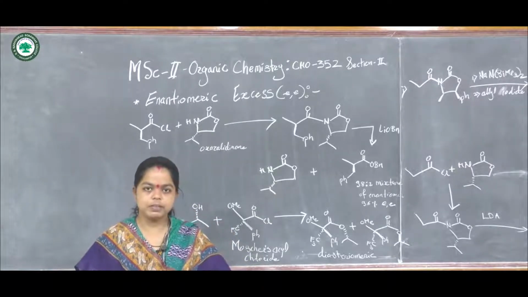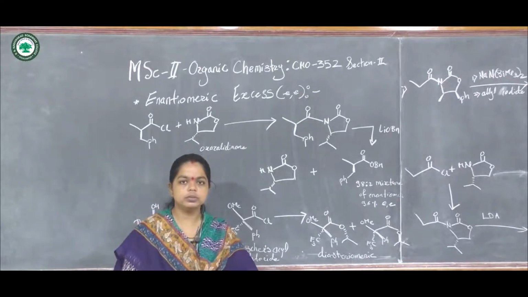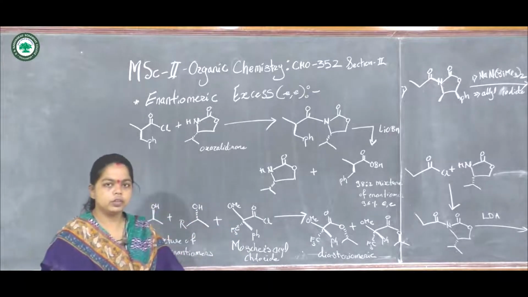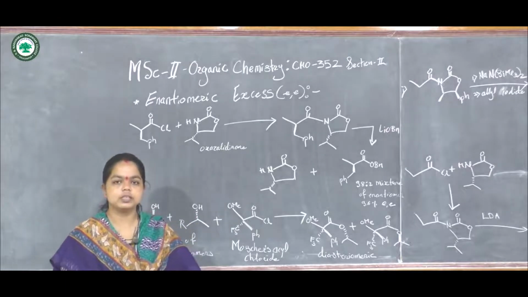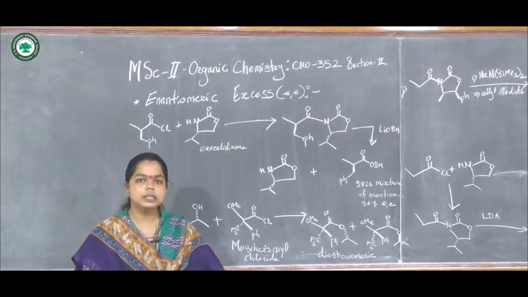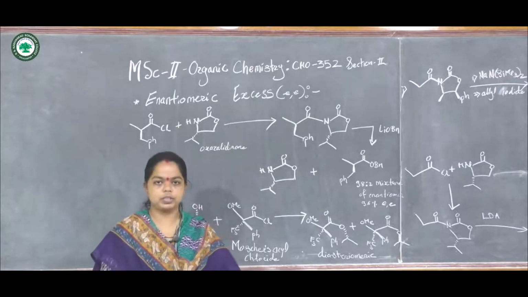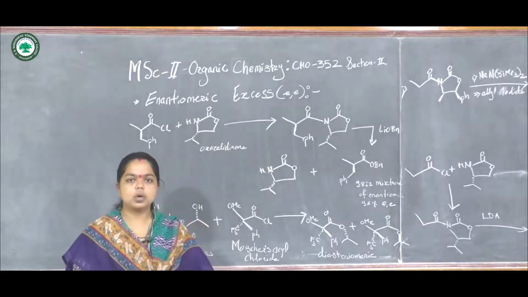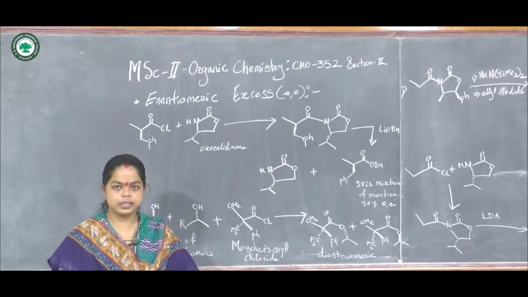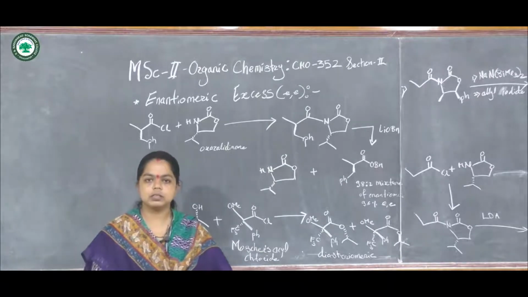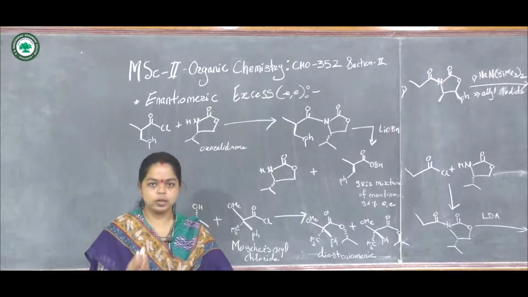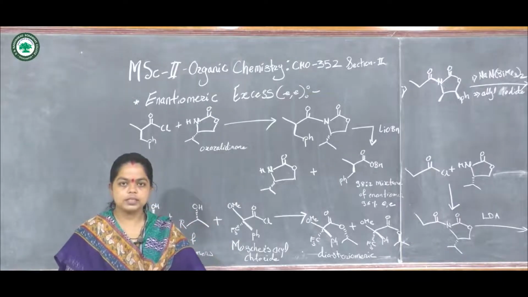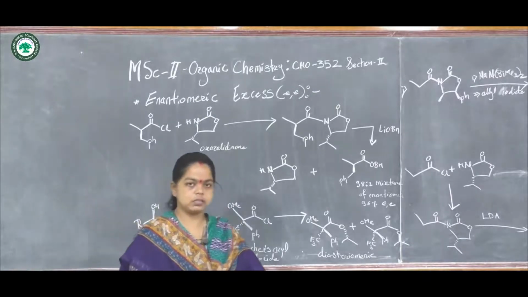So this term is very important in order to study the yield obtained, how much amount of the enantiomer is present or obtained in the given asymmetric reaction. It is called the enantiomeric excess. That means the excess of one enantiomer present over the other. It is called the enantiomeric excess.